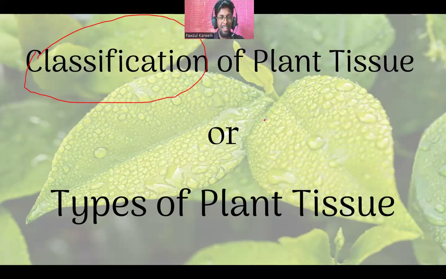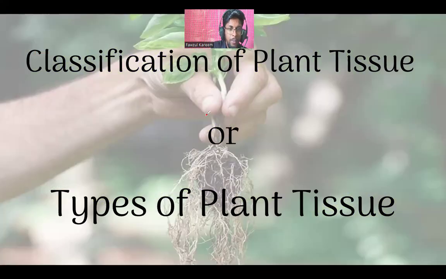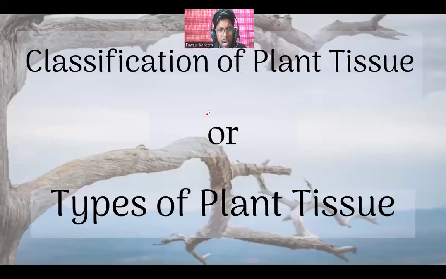So are you agreeing with me that the plant tissues can be divided into many parts? Why? Because we can see the difference. If you look at the leaf, it stands one way. If you look at the root, it stands another way. The fruit is another way, the stem is another way. So each and every part has different types of features. So we can divide the plant tissue according to these natures, right?